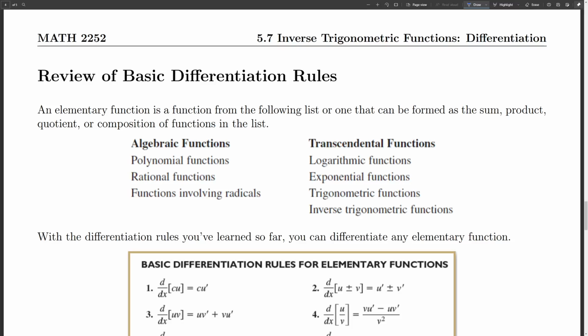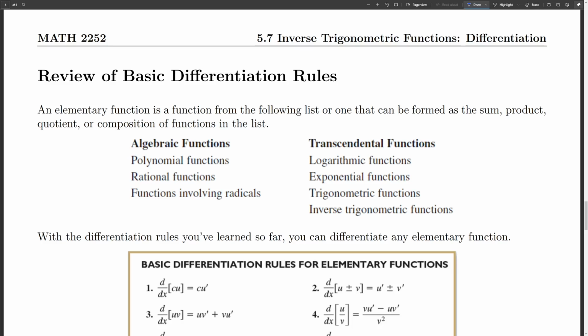So I want to conclude this section with a review of basic differentiation rules. And for that, I need the concept of an elementary function. And that's a function from the list below, or one that can be formed as the sum, product, quotient, or composition of functions in a list.